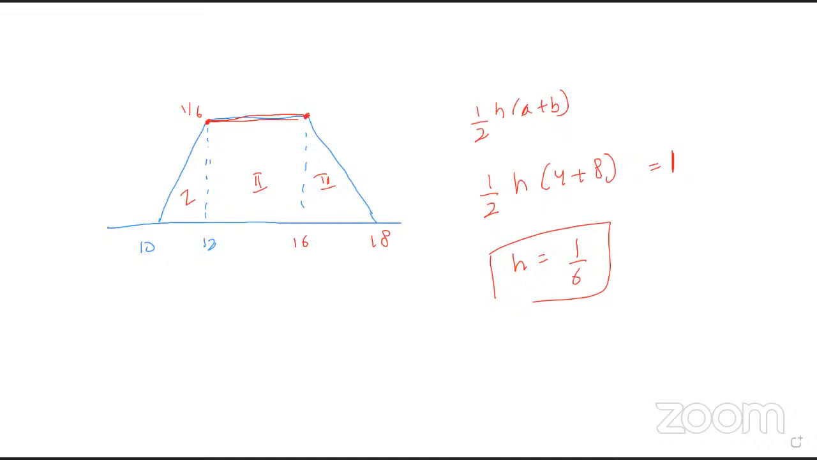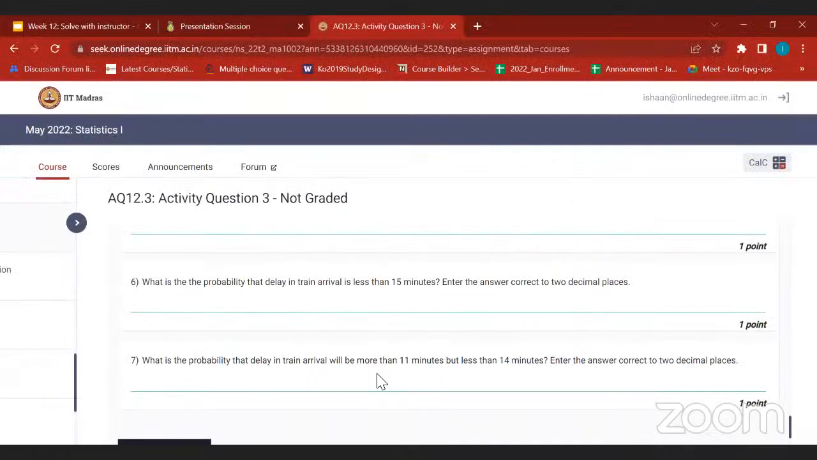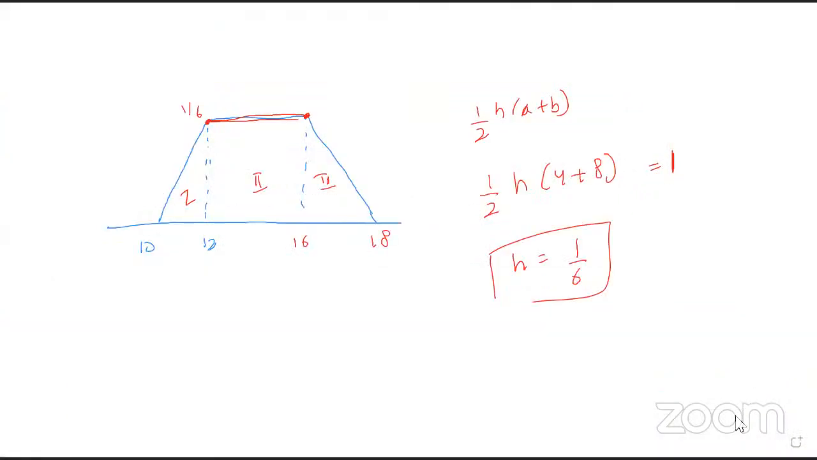Okay, for the second part, you need to find the probability that the delay is less than 15 minutes, right? So suppose your point 15 lies somewhere in here. In the question, the middle value 14 is given. Yes, so 15 would be in between 14 and 16. Less than 15 means you need to find the complete area from 10 to 15, right? So you can consider it as another trapezium, this trapezium over here.